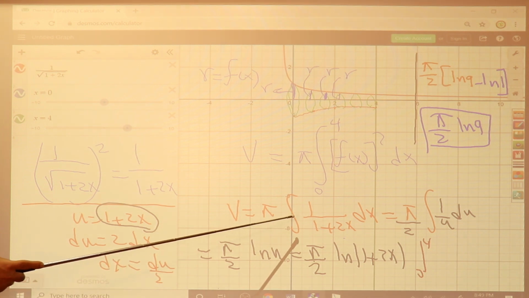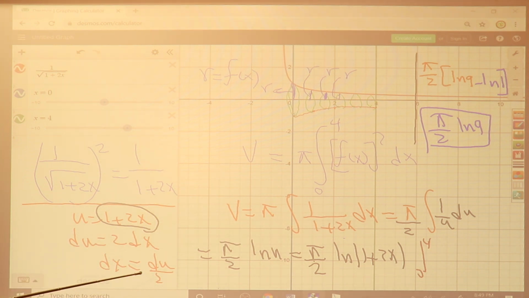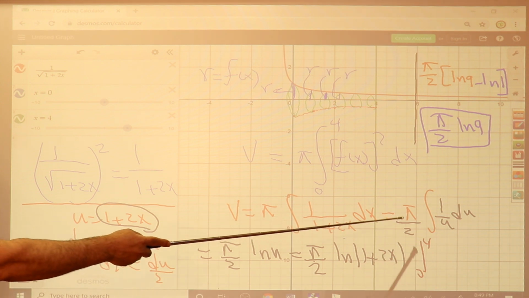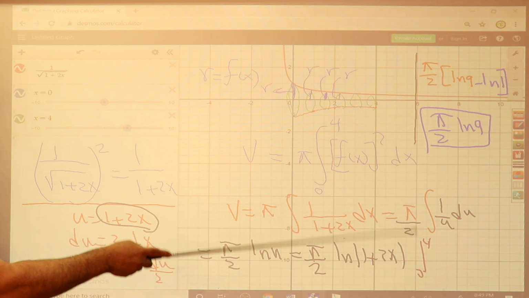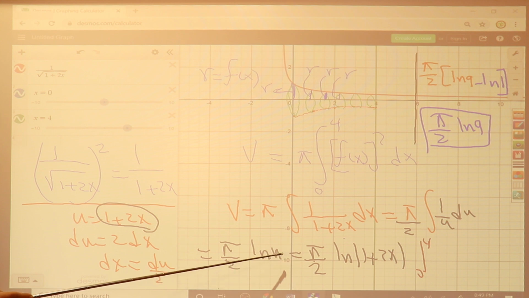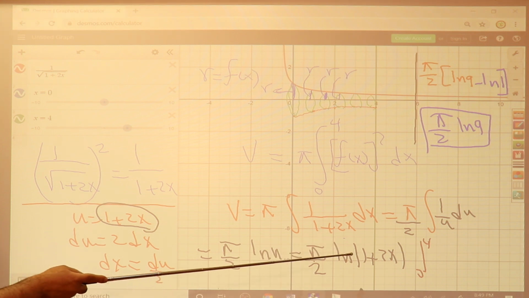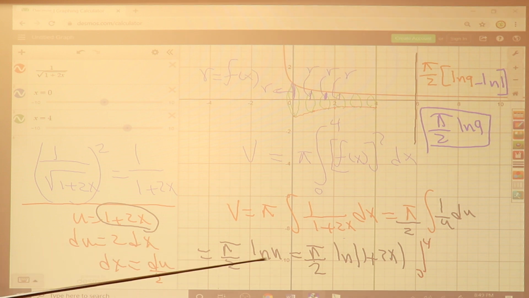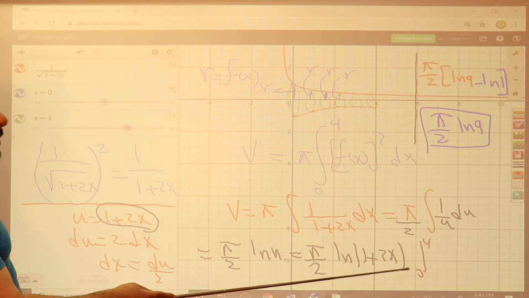And we go back to this, the 2 here. This 2 comes out because it's constant. 1 over u du. Everyone knows what 1 over u integrates to: ln u. Then pi over 2 ln, bring u back. U is equal to 1 plus 2x. Ln of 1 plus 2x from 0 to 4.